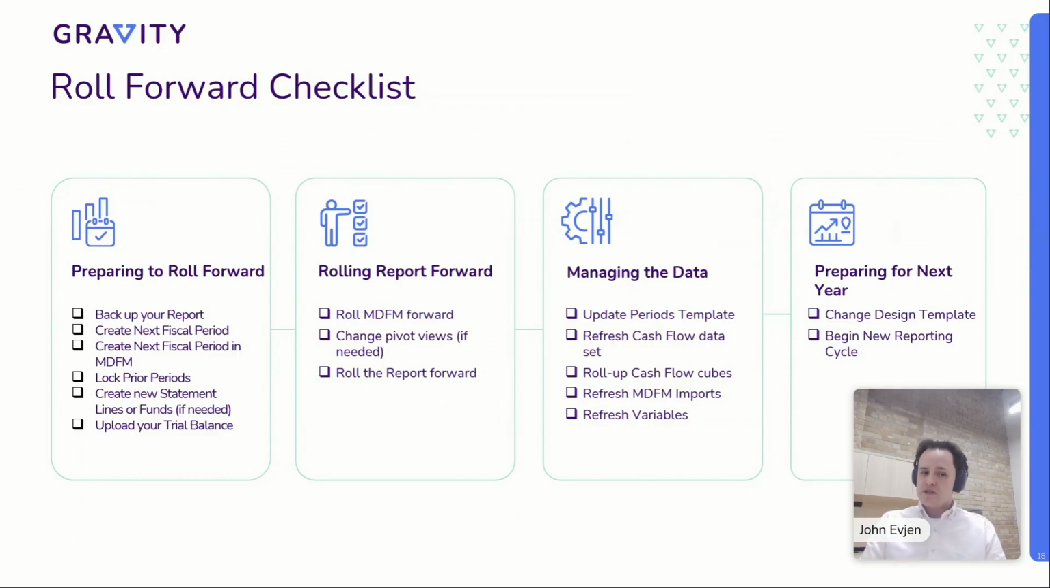Once we've accomplished those 6 steps, we can now roll the MDFM forward, copying the rules from our prior year to our current year. Then we can update our pivot views, and then we're going to roll the report forward. After accomplishing those 3 steps, we can now get into actually managing the data, so updating the periods template, making sure the cash flow is up to date by refreshing the cash flow data set and rolling up the cash flow hypercubes. Then we refresh the MDFM imports and refresh the variables. Then the last thing to do to prepare for the next year is update the design template, and then the rest is in your ballpark.